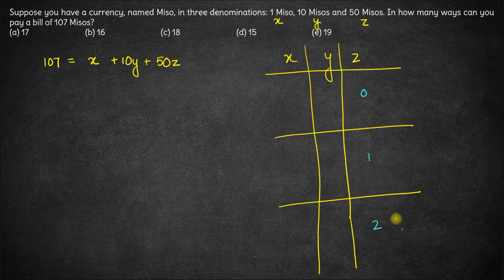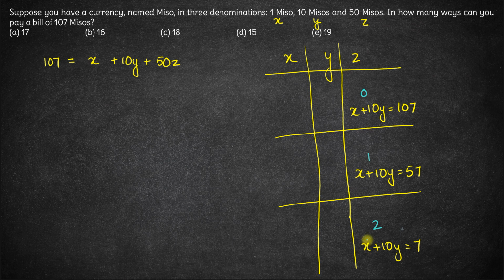So let's start with 2. If Z is equal to 2, then 50 into 2 is 100, 107 minus 100 is 7. So we get X plus 10 into Y is equal to 7. Similarly, if Z is equal to 1, then 50 into 1 is 50, 107 minus 50 is 57. So we get X plus 10y is equal to 57, and if Z is 0, then we get X plus 10y is equal to 107. These are the 3 possible equations in X and Y that we will get for different values of Z.